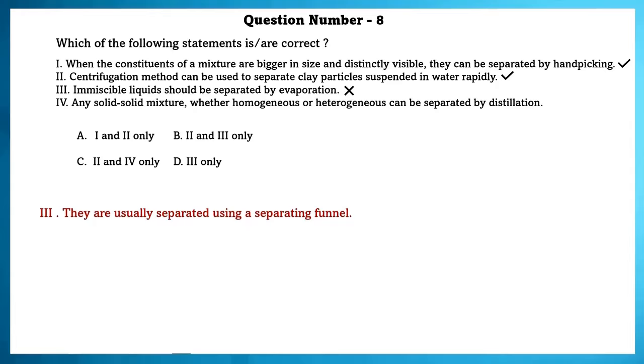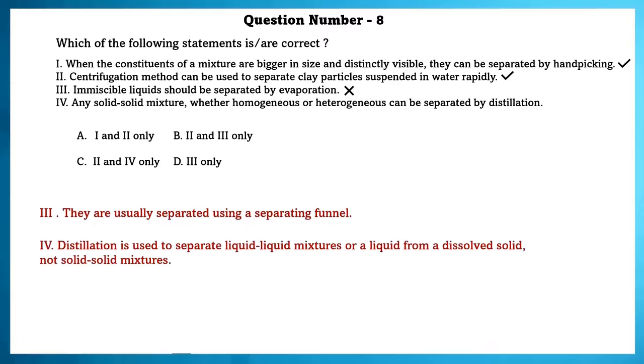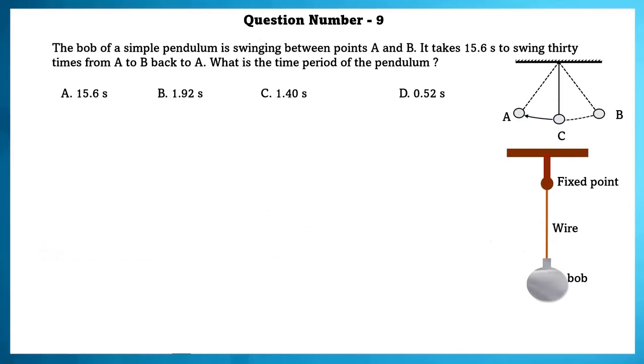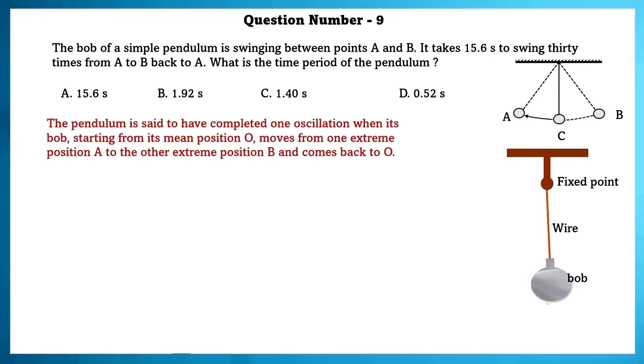Fourth one, any solid-solid mixture, whether homogeneous or heterogeneous, can be separated by distillation. This is also false. Distillation is used to separate liquid-liquid mixtures or a liquid from a dissolved solid, not solid-solid mixtures. Question number 9. The bob of a pendulum is swinging between points A and B. It takes 15.6 seconds to swing 30 times from A to B back to A. What is the time period of the pendulum?